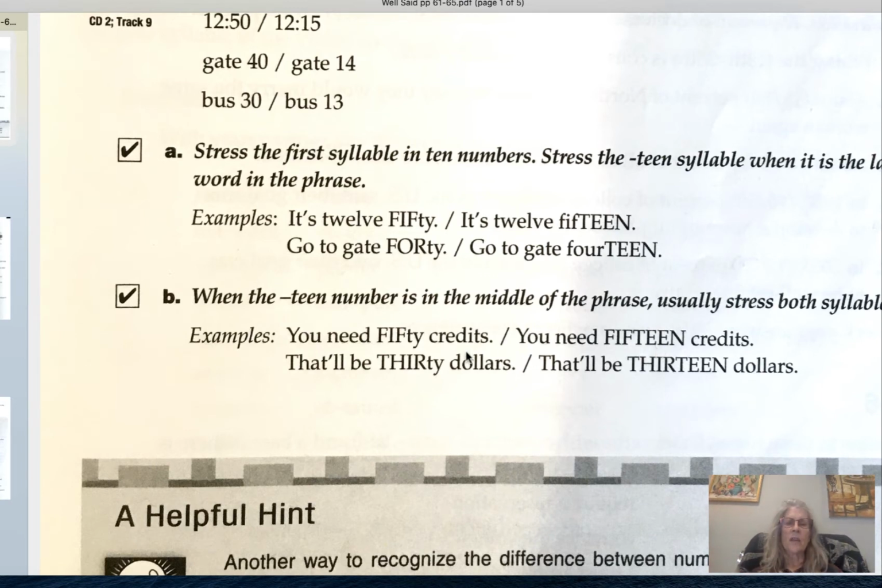So here we have the same. You need 50 credits. You need 15 credits. Okay. Notice I didn't say 15. I said 15. So that's an equal stress on both numbers there, or both syllables actually. Okay. That'll be $30. That'll be $13. So we really make sure that both are stressed because there's going to be a word that follows, and we don't want our voice to drop and cause confusion.